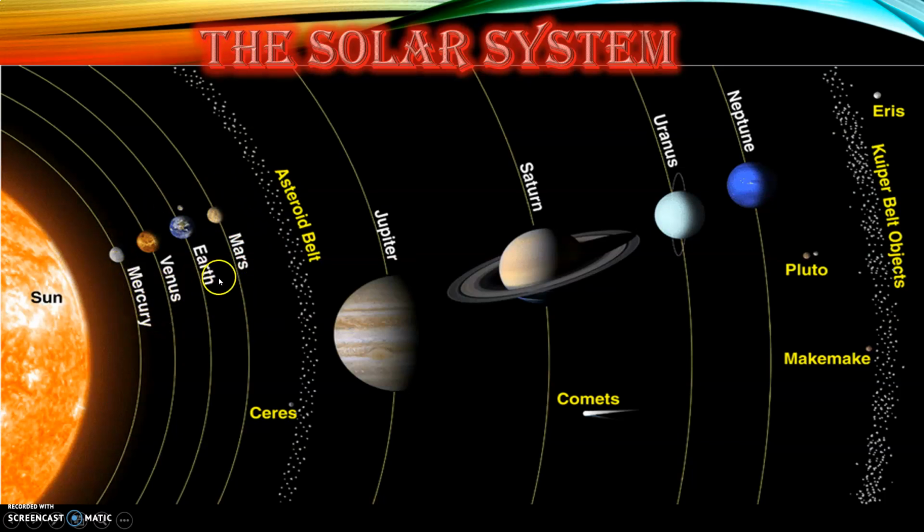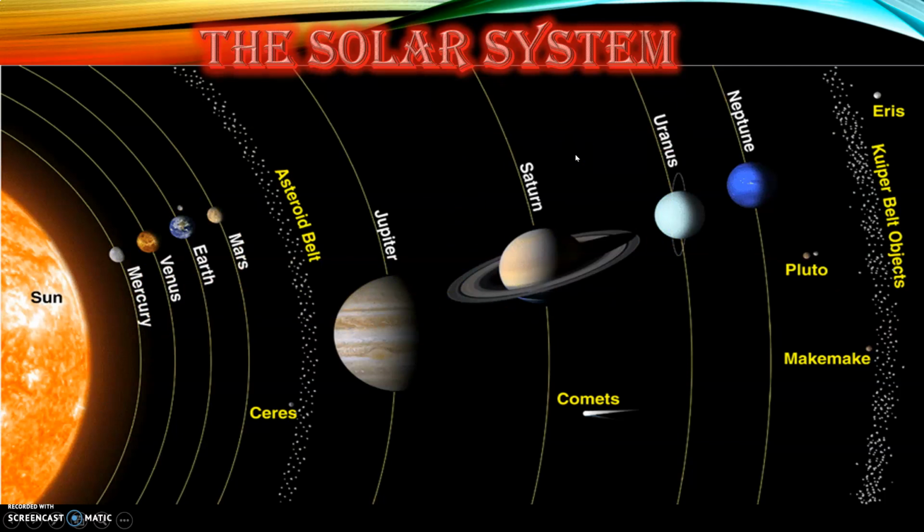Mercury, Venus, Earth and Mars. These 4 are called inner planets. And these 4, Jupiter, Saturn, Uranus, Neptune, are far away from the sun. That's why these are called outer planets. These 4 are called inner planets and these 4 are called outer planets.